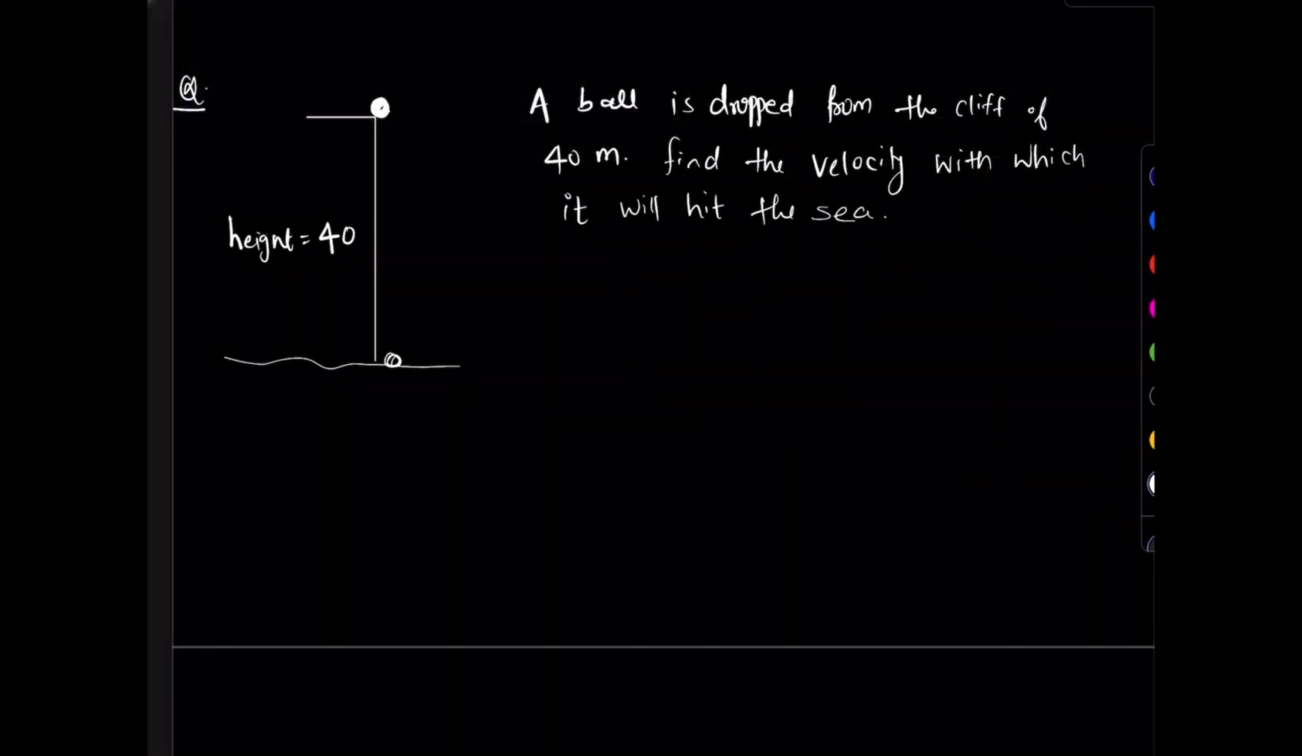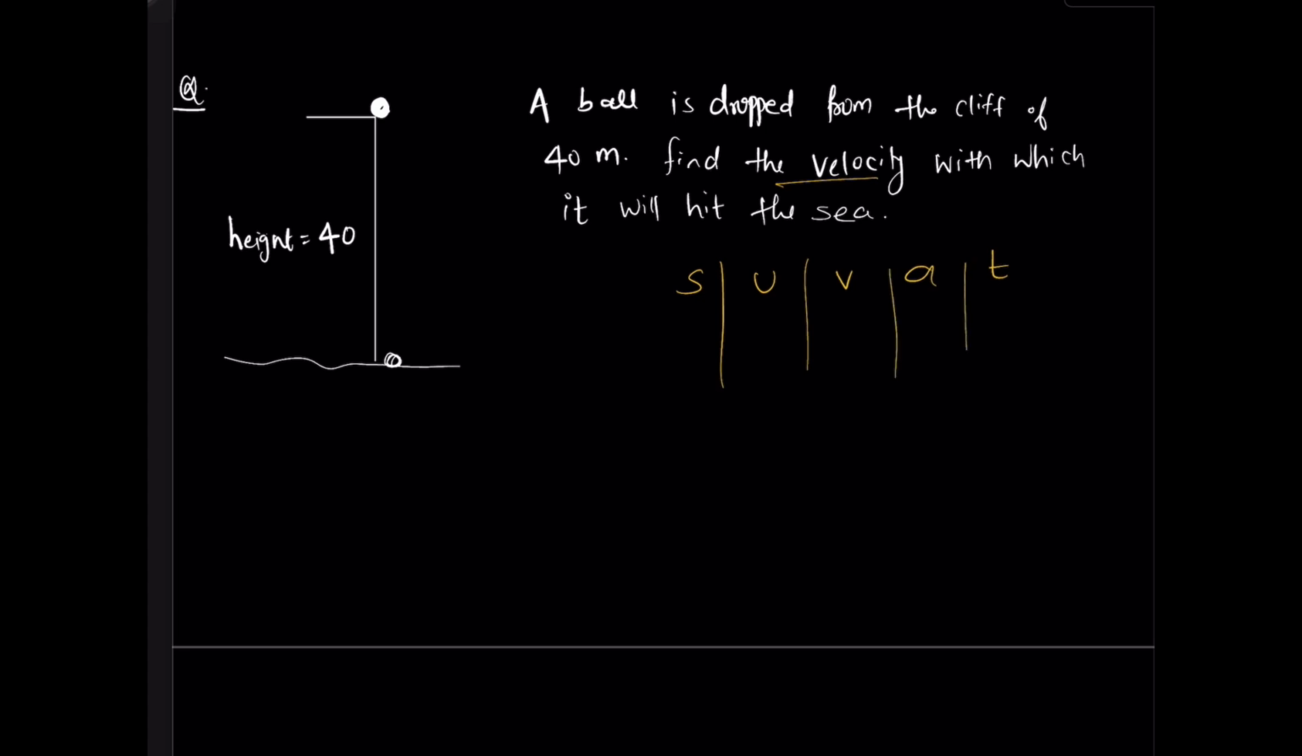If a ball is dropped from the height of a cliff of 40 meters, with what velocity will it hit the sea? Over here, if I solve with S U V A T, what variables have been given? Since the ball has been dropped, its initial velocity has to be zero. So u is 0 meters per second. I'm solving for v, so that's unknown. And its displacement is 40 meters downward, so I can put s to be minus 40 meters.